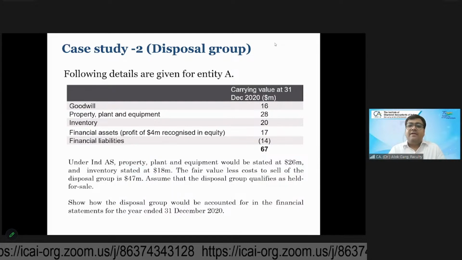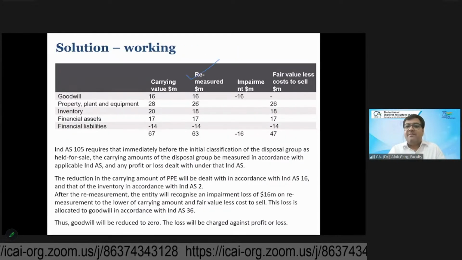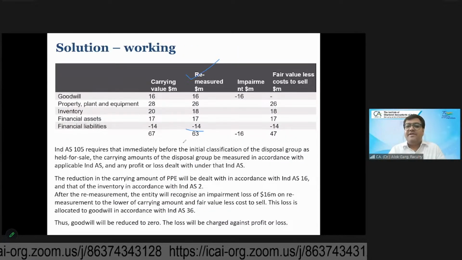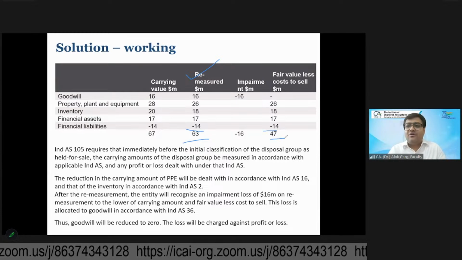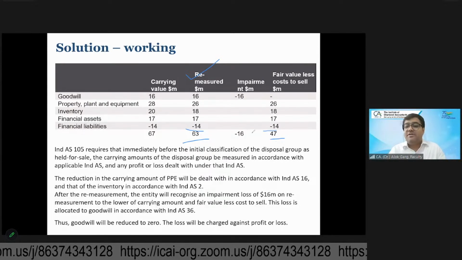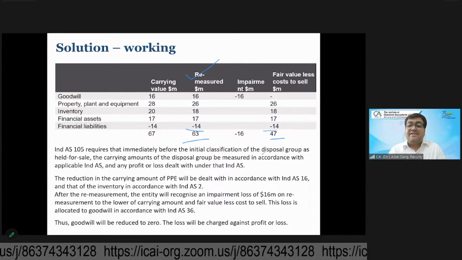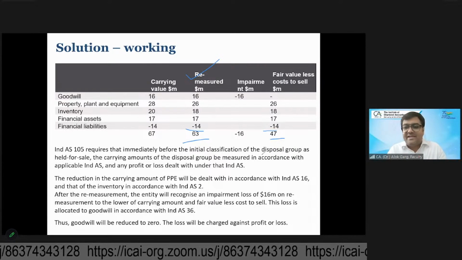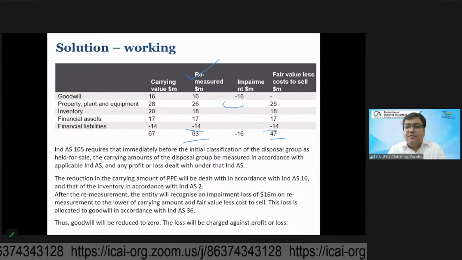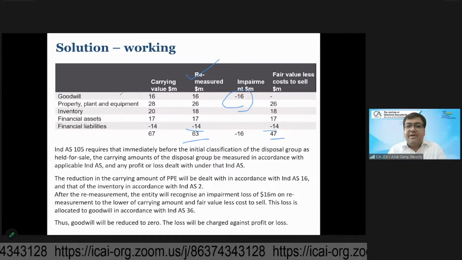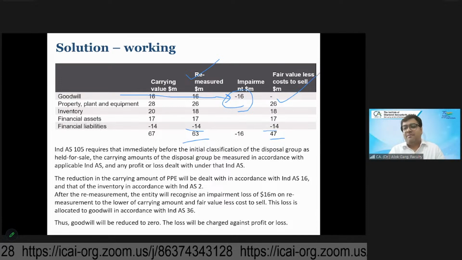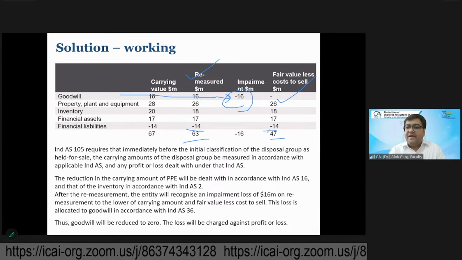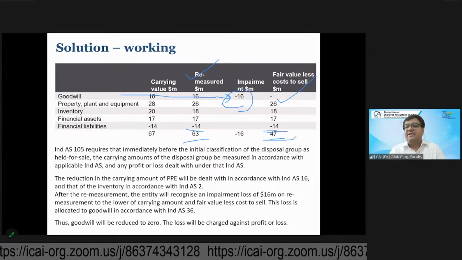So this is my step number one, remeasurement, measuring carrying value as per the respective standard. Step number two, fair value less cost to sell. The difference is the impairment loss. You remember in the last class, if there is an impairment loss on a group of assets, on a cash generating unit, first the entire impairment loss has to be charged to the goodwill. You can see the goodwill has become zero here. Correct? And these are the revised values.